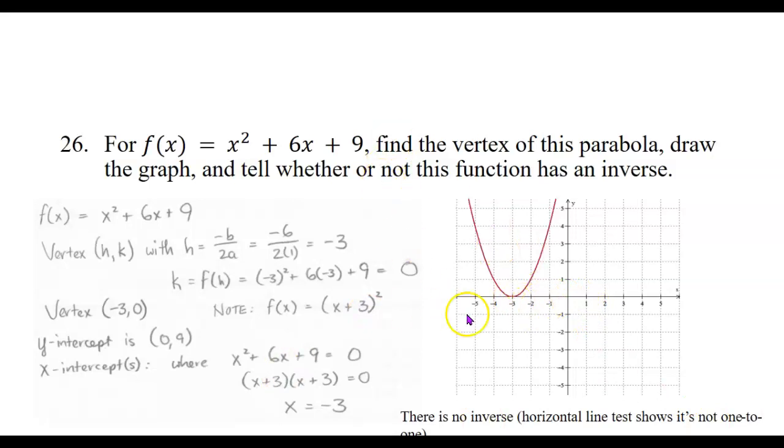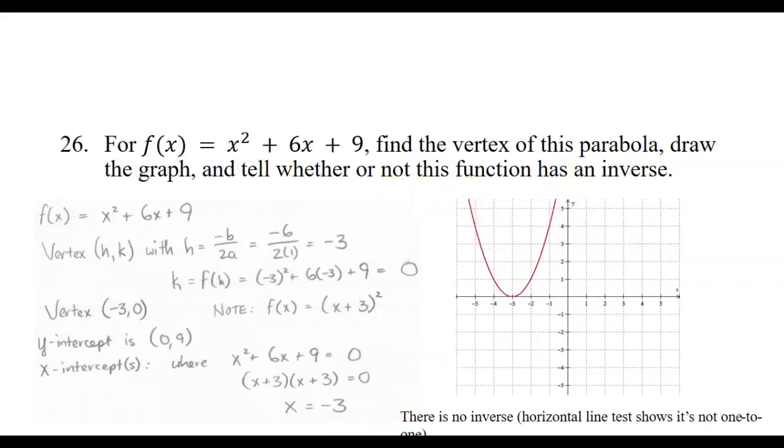And I didn't ask about intercepts, but that means that the only x-intercept is here at -3. The y-intercept you can't see here, but it's up at 9, because when x is 0, y is 9. The graph does look like this. It is a parabola. Its vertex is here at (-3, 0).